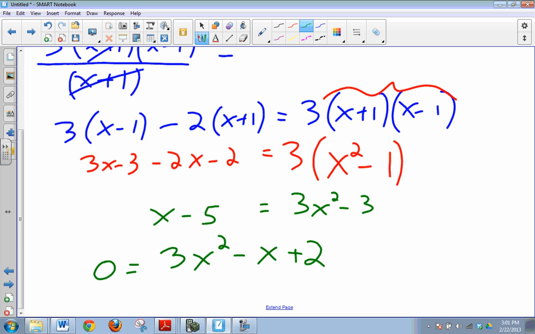I'm pretty sure this is not going to factor, so we'd have to do the quadratic formula. I don't want to get into all that. We'll practice that more later on. But main idea here, all that's new is that you need to get those x's out of the denominator.